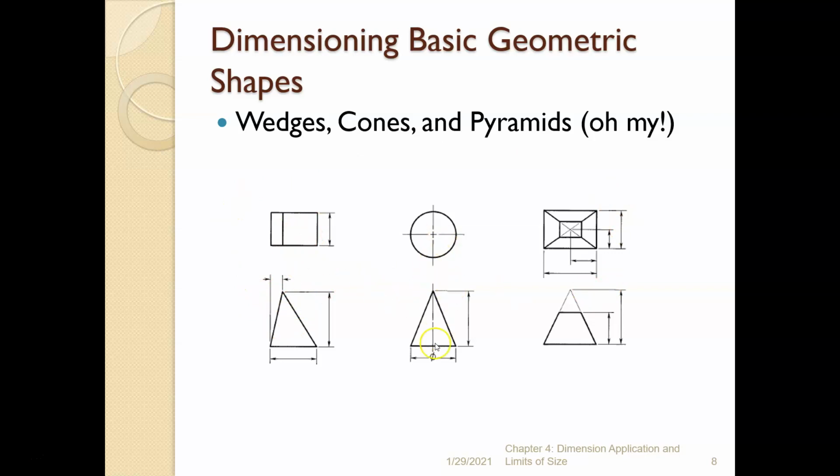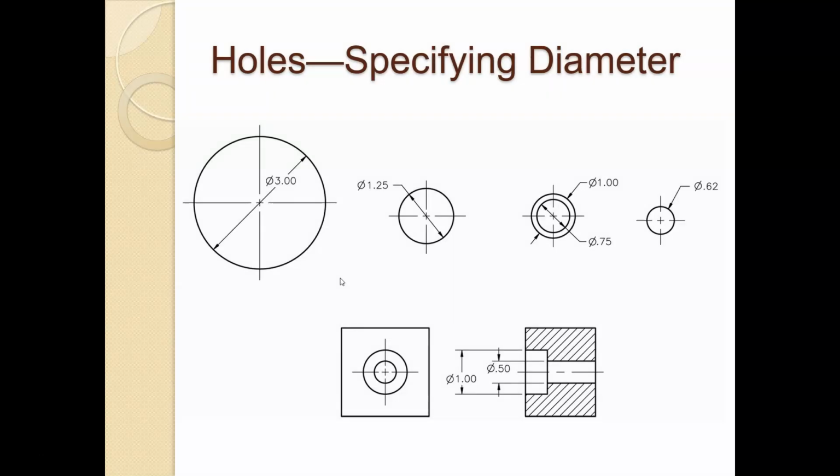Okay, so we have wedges and cones and pyramids. This is a truncated pyramid. So those are some examples of how we dimension three-dimensional 3D primitives, geometric primitives.